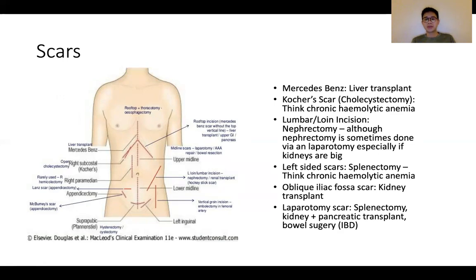Nephrectomy scars are also important. Transplant scars for kidney, and if there are left-sided scars, you might want to think of splenectomy, once again in the context of chronic hemolytic anemias.